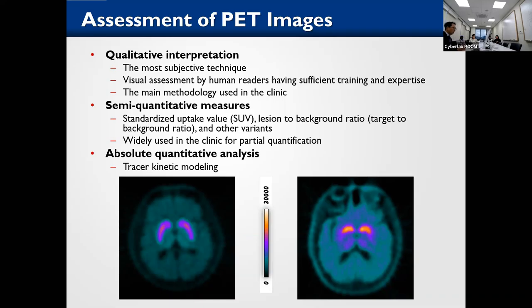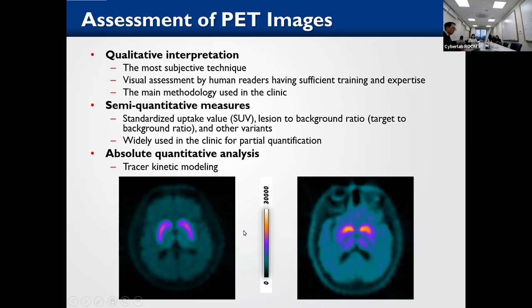So the simplest method is a semi-quantitative measure. Usually the representative one is SUV, standardized uptake value. In clinics, this measure is the most widely used one, but it has some limitations I will explain later. And the last one, which we think of as the gold standard for absolute quantitative analysis, is the tracer kinetic modeling method.